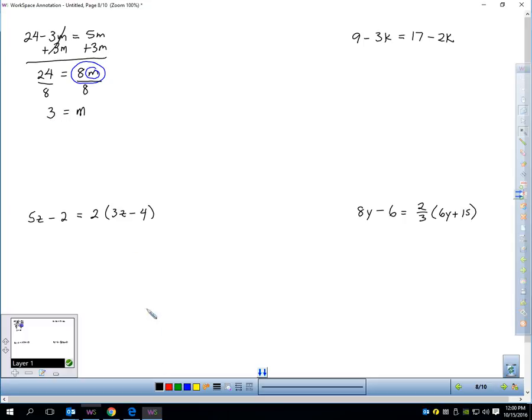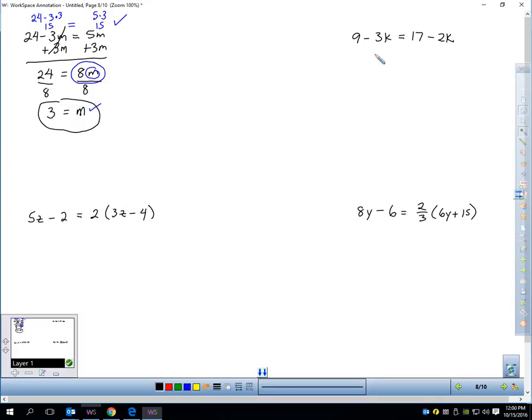Now I should check my answer. It's always good to take your calculator and check. You can verify that you have it right. To check it, you just do the following. You do 24 minus 3 times 3, and you see what you get. And then over here you do 5 times 3, and you see what you get. Both sides should be giving you the same thing. When you work this side out, you get 15, and when you work this side out, you get 15. Those are equal, so this is checking. 3 would be correct.